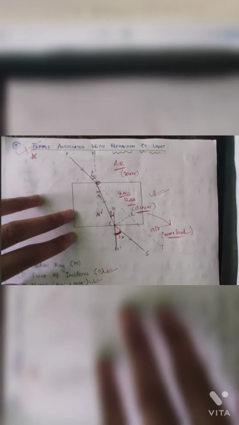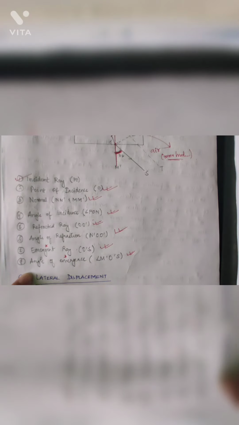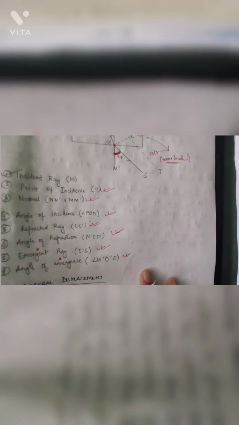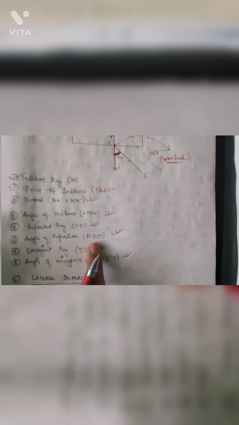So I hope you're all well versed regarding all these points, right? What is more important here is the emergent ray and angle of emergence, since they are new terms in this refraction. You check these. These points are also very important. All right, next we will go to lateral displacement.